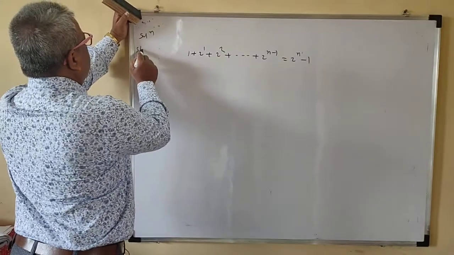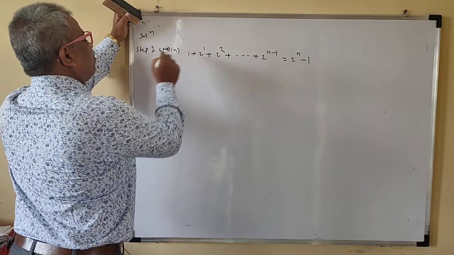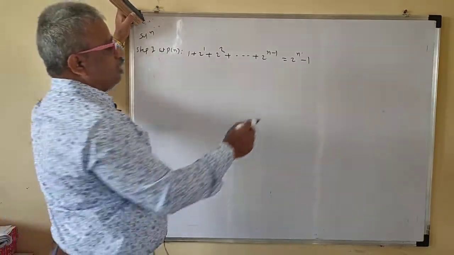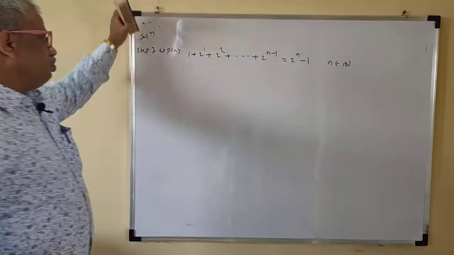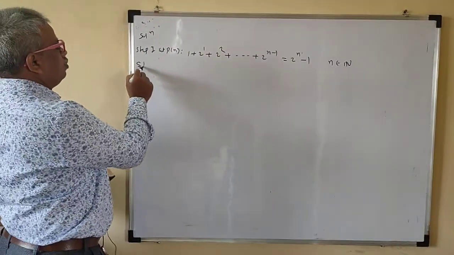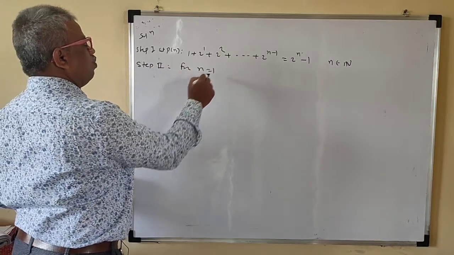Step 1. Let Pn denote the statement. Okay, Pn denote the statement. Your n is what? n belongs to N. Okay, so this is your natural numbers. Okay, step 2, for n is equal to 1.